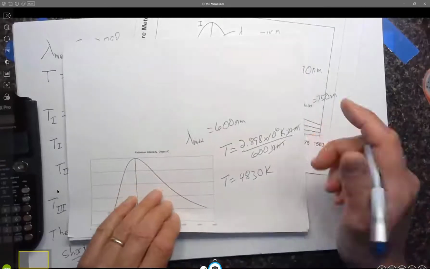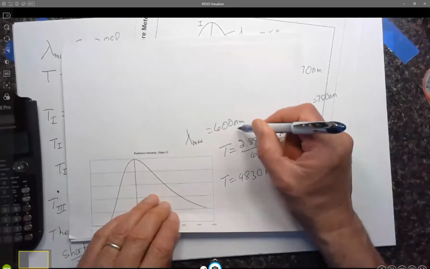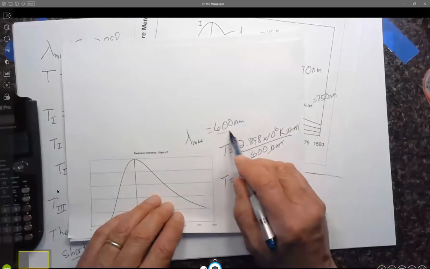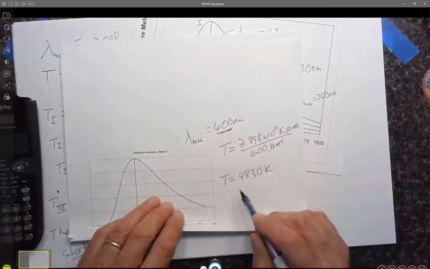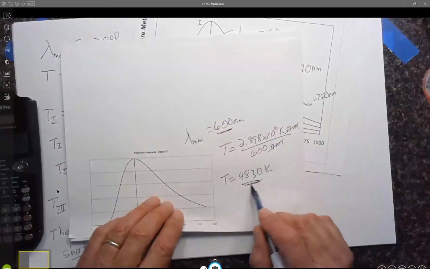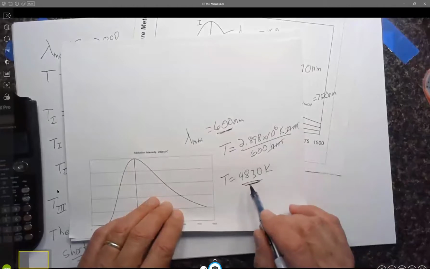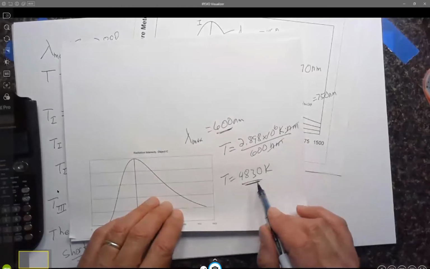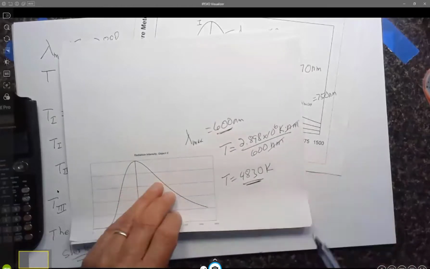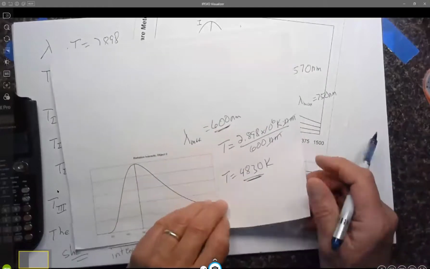By the way, the sun would have a wavelength of maximum intensity a little bit shorter than this one, and its temperature would be a little bit higher than this. It's up around 5,700 Kelvin or something like that for the surface temperature of the sun.